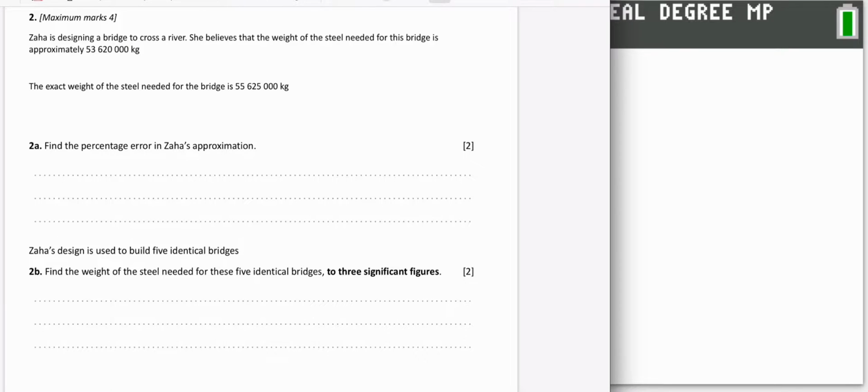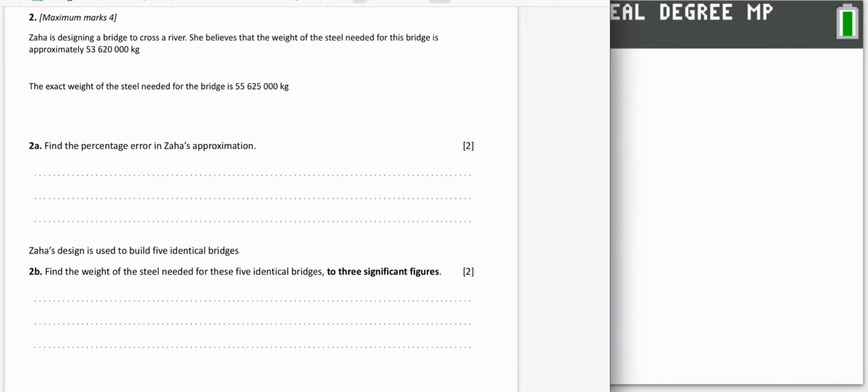It's all about the estimation and then the approximation or percentage error. So it says that Zara is designing the bridge to cross the river, and she believes that it's approximately 53,620,000 kilograms, but the exact weight needed is 55,625,000 kilograms. So we need to find the percentage error.